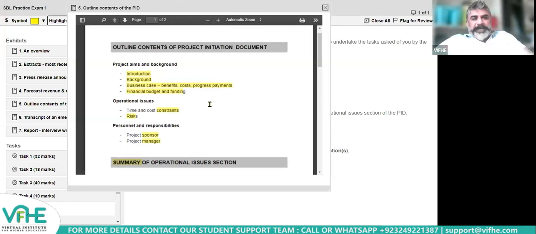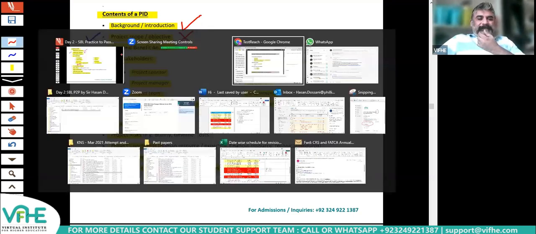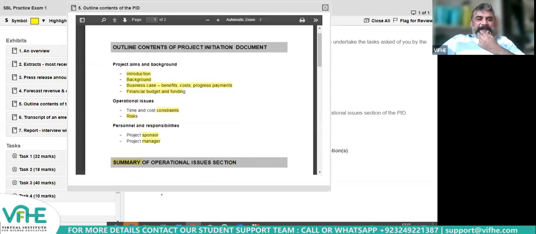So if I look at the list, background is there. Yes, it's there. Project scope and objective, is it there? Did you see a specific heading called project scope and objective? No. So I will say this. To me, this one is missing. Cost benefit analysis is there. Financials are there. Yeah, who's saying no? It says business case, benefits, cost, progress payments, financial budgets, funding. Yeah, cost benefit is there.